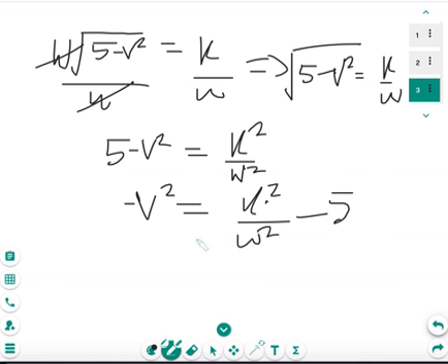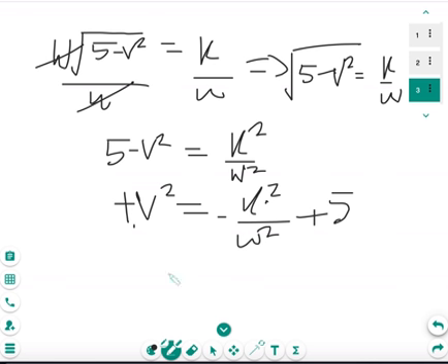Now you multiply through by minus 1, then you get what? V squared is equal to 5 minus K squared over W squared, right? Yes. Because this side becomes minus and this side becomes plus. Multiplying through by minus 1 means that the signs of each item are going to change. That's all it means. Especially when you want V to be plus.